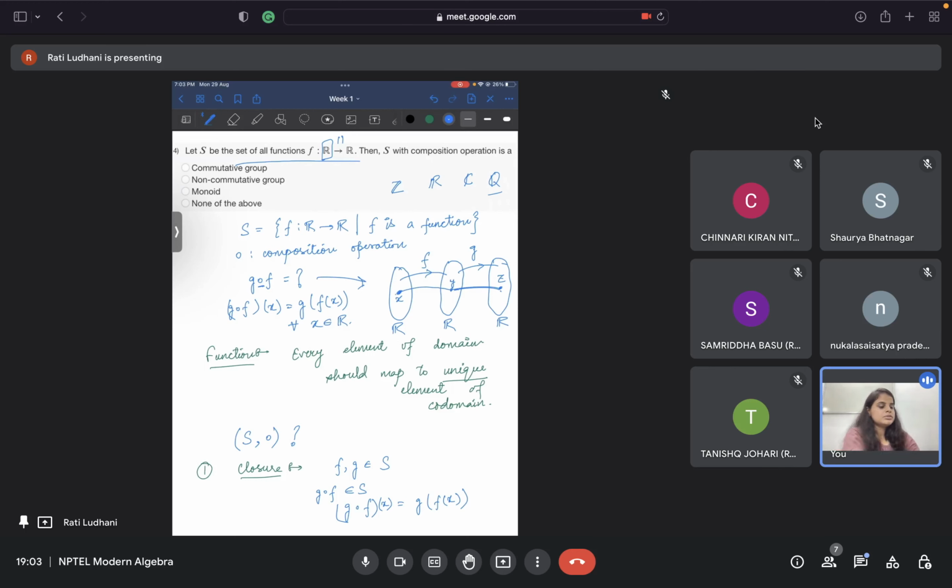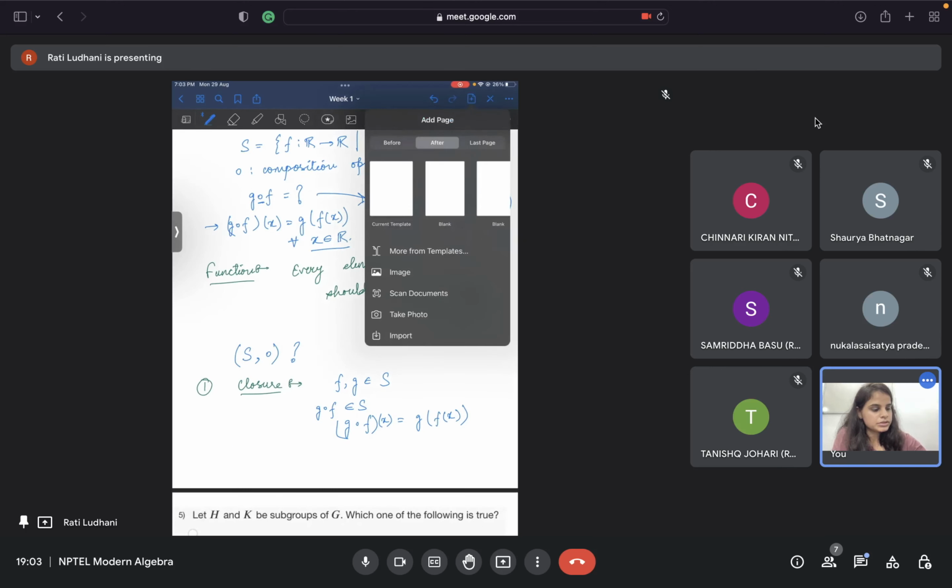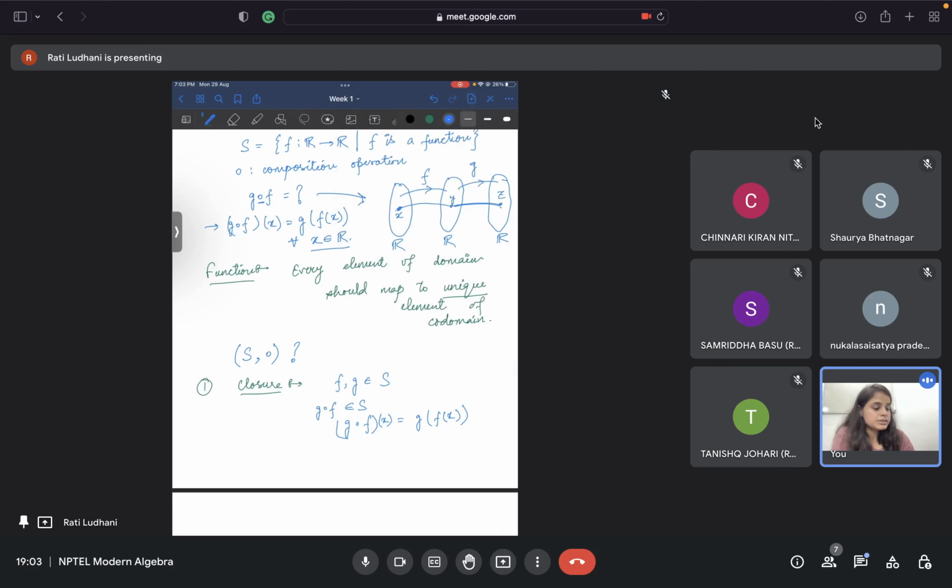Okay, so x belongs to R. For any real number, this is the definition of composition: you first apply f and then apply g. So that is exactly your function. The composition function is this. So because of the closure property, for every x belongs to R, it should belong to S.